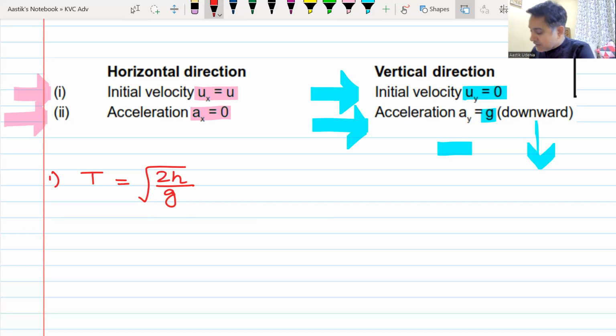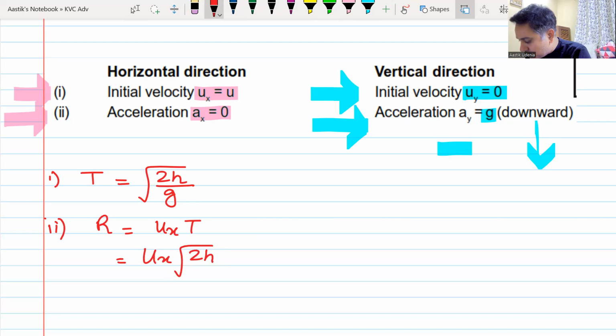The second formula is for horizontal range, and horizontal range can always be calculated from ux multiplied by t. That is the first formula. The second formula can be formed if I put the value of time as root over 2h by g. Yes, sir.